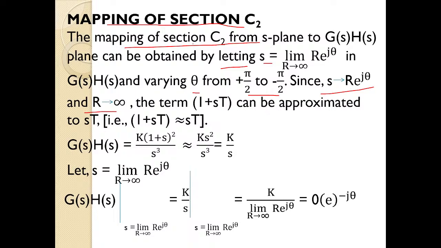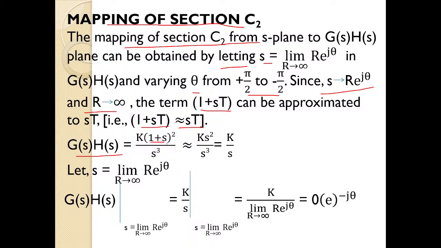Since S is a very high value, if a 1 plus sT term is there, then 1 will be very small when compared to sT, so you can neglect 1. Whether it is a first order denominator factor or numerator factor, you can replace 1 plus sT by sT. You can see the given open loop transfer function, that is K into (1 plus s) whole square by s cube.